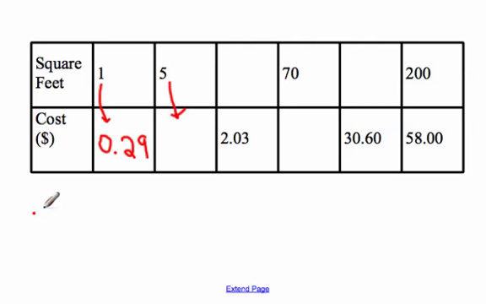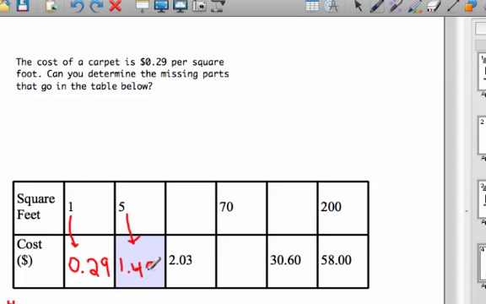So 29 times 5. And remember, multiplying decimals, we want to just think about it being real numbers, and then we'll slide the decimal at the end. When you multiply and divide, remember to slide the decimal. 9 times 5 is 45. We carry that 4 up there. 5 times 2 is 10, plus 4 is 14. So we have $1.45 here, right? Because I need to slide the decimal over 2 times. So this would be $1.45.